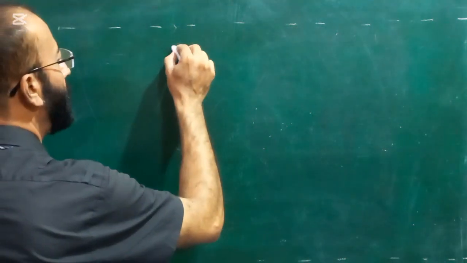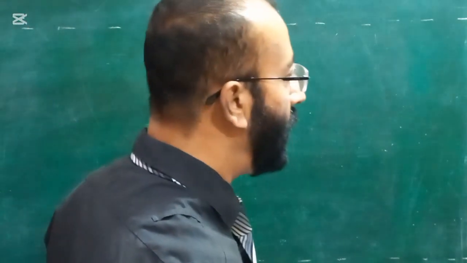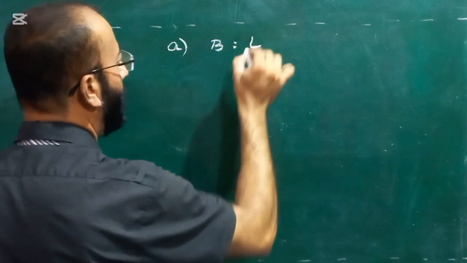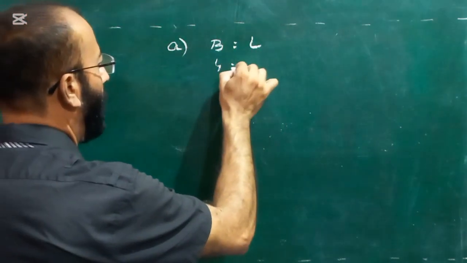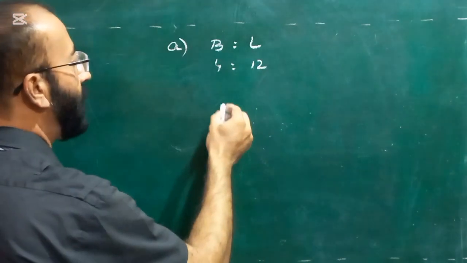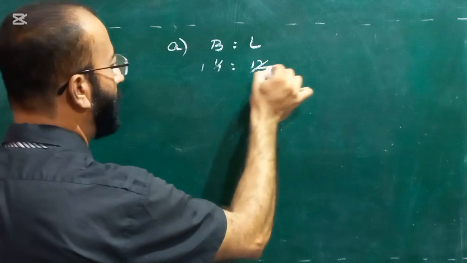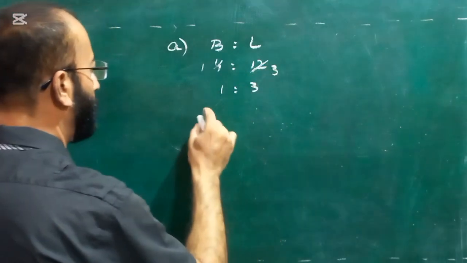Okay, students, in the first part, we were required to find the ratio of the breadth to length. So the breadth in the rectangle was 4, and the length was 12. So now cancel these values into the same table to give the answer in the simplest form. So 4 1s are 4 and 4 3s are 12. So 1 ratio 3 is the answer.